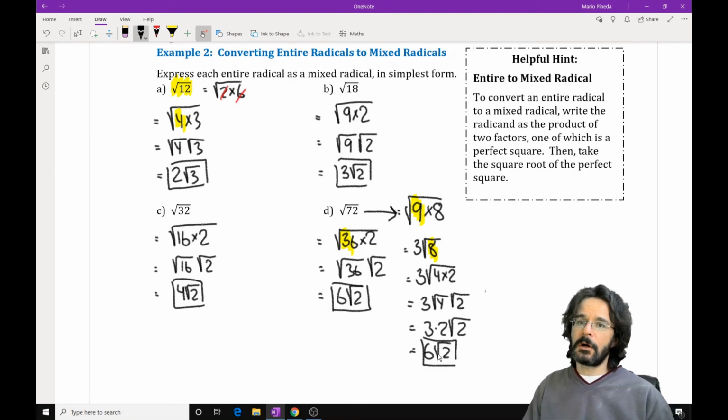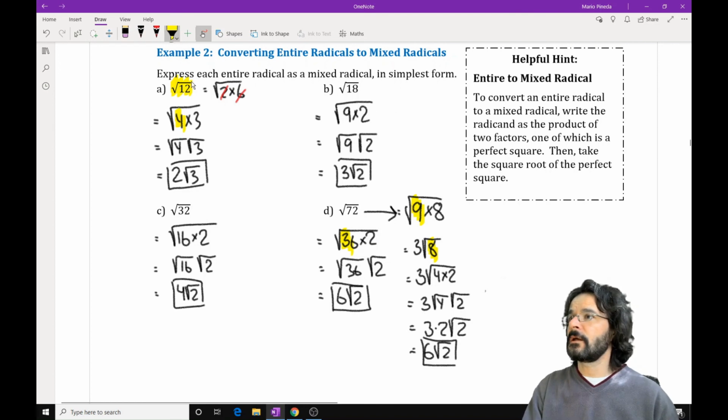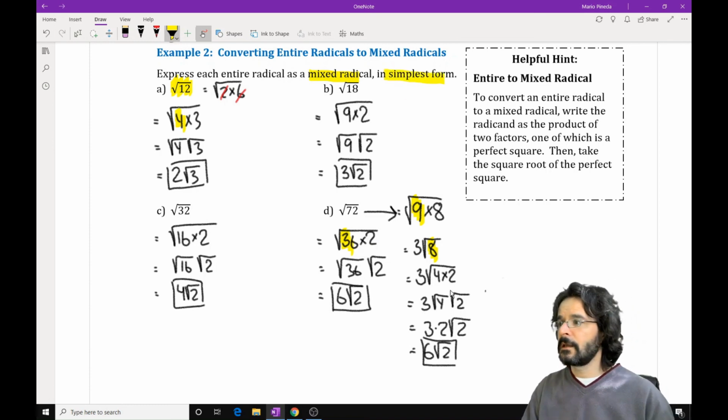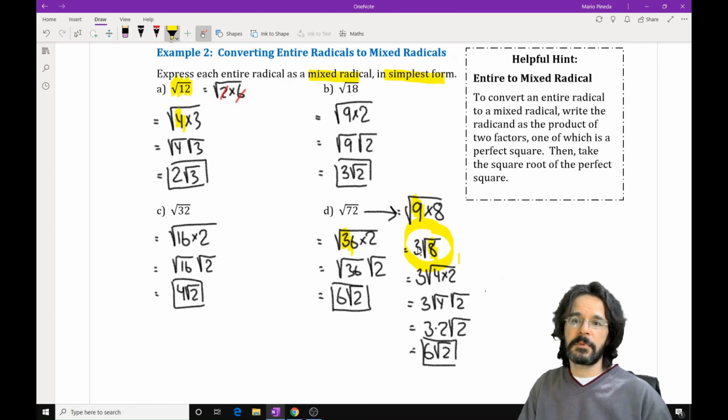And that's what we always are trying to do. And if you look at the question, it even says, express each entire radical as a mixed radical in its simplest form. Okay, so this is a mixed radical. This one here was a mixed radical, but it's not in its simplest form because we're still able to factor out another perfect square from 8.